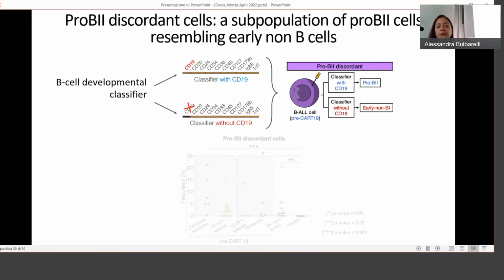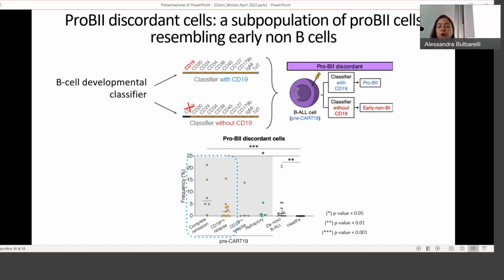And so we went back to the pre-CAR sample for all of the patients to see how frequent these pro-B2 discordant cells were in every patient. And they actually were in every clinical group: patients who were in CR, patients who had 19 negative relapse, 19 positive relapse. And they also were at a frequency between 5 and about 20% in de novo ALL, so patients who never saw a CAR first, at diagnosis. But we didn't see them in healthy bone marrow.